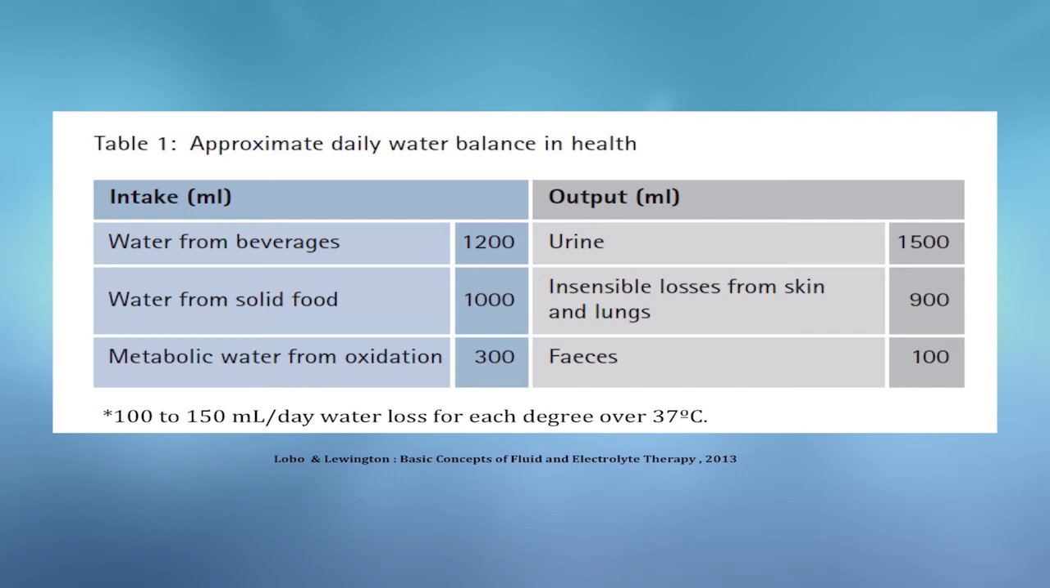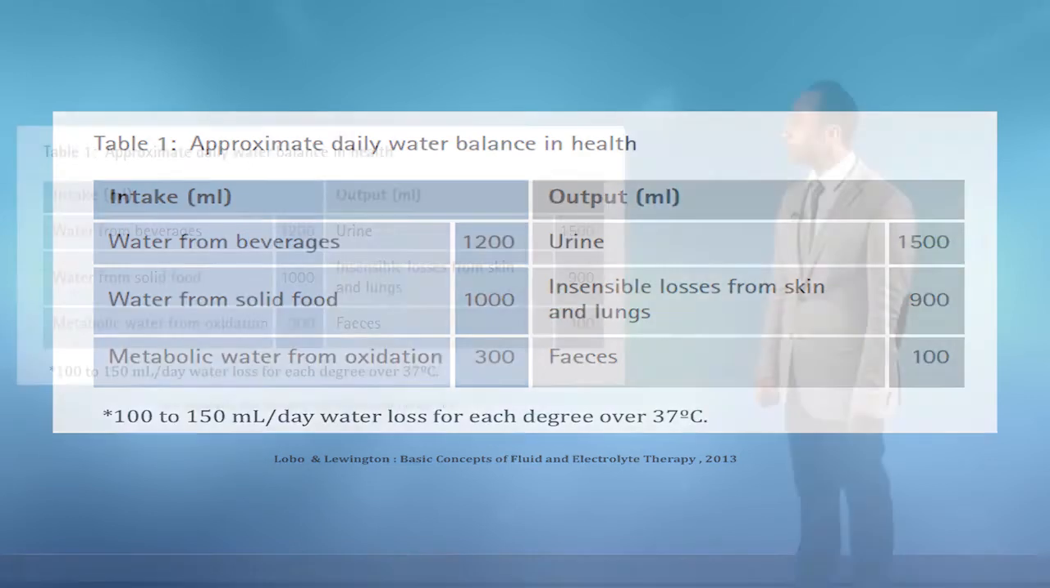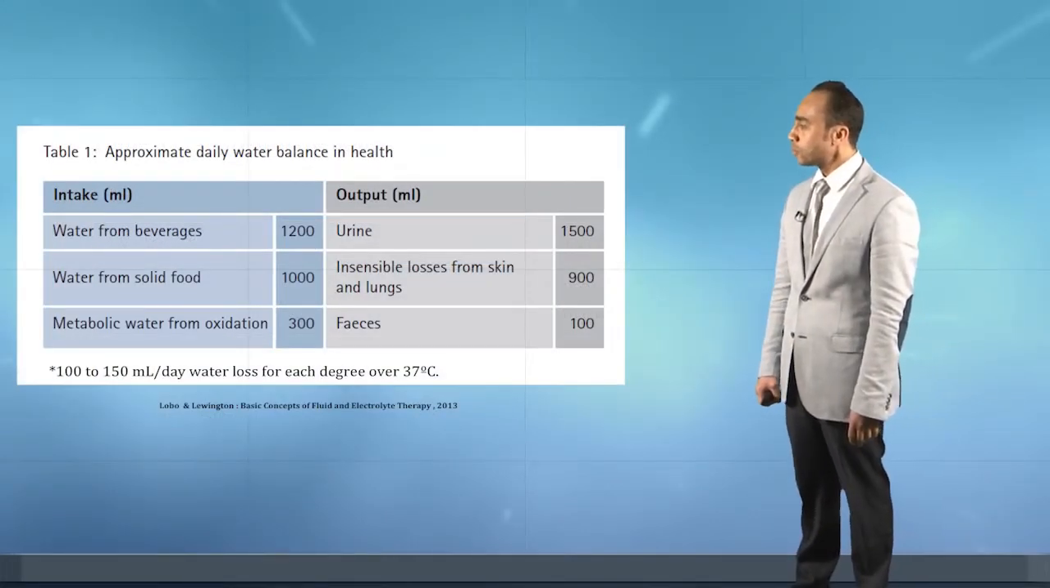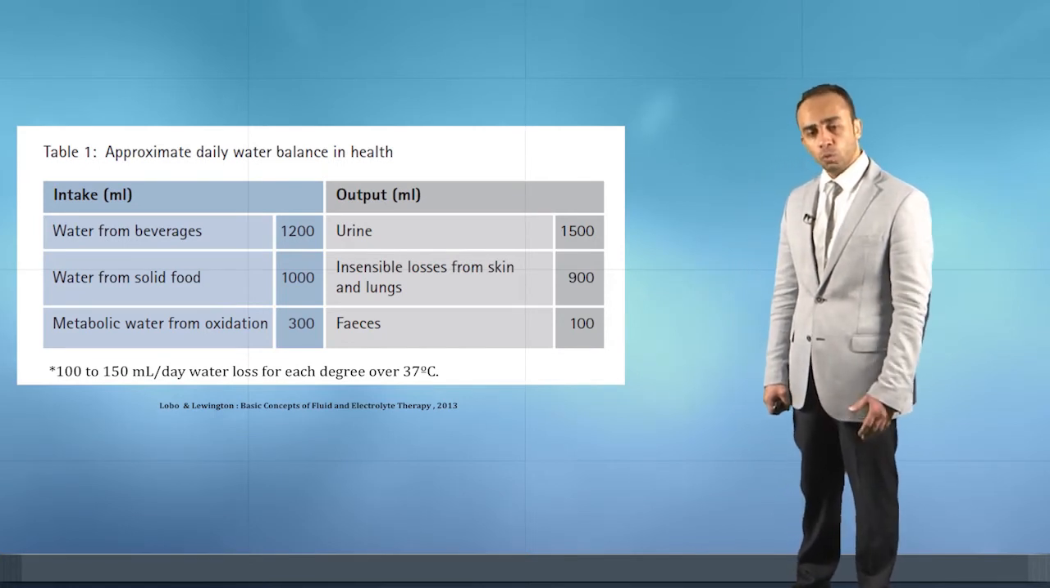So when we look at the balance of the input and output of fluid inside our body, you can see that from beverages around 1.2 liters, from food around 1 liter, and from the metabolism of water, by oxidation, around 300 ml. So all these together are around 2.5 liters of water. At the same time, we have an output, which usually occurs from the urine by around 1.5 liters, insensible loss from the skin and lung by around 900 milliliters, and by the feces around 100. And this all contributes to the loss either by the kidney or through what we call the insensible loss.